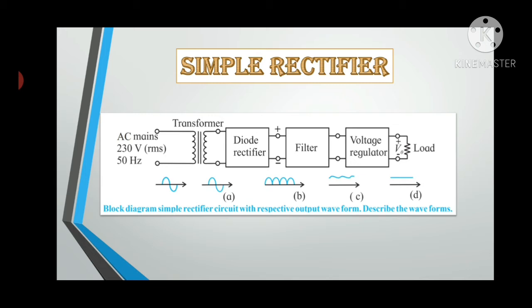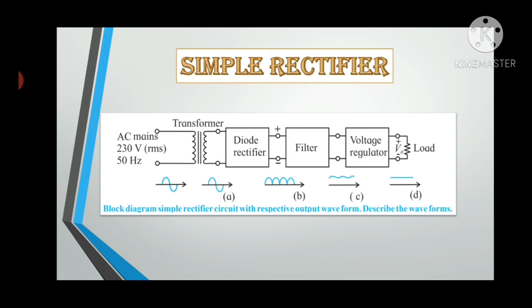But if you see, the diode rectifier's output still contains some AC component. Due to this AC component, there is some fluctuation in it. This AC component in the DC output is called the ripple factor. Now we have to remove this AC component by using a filter.